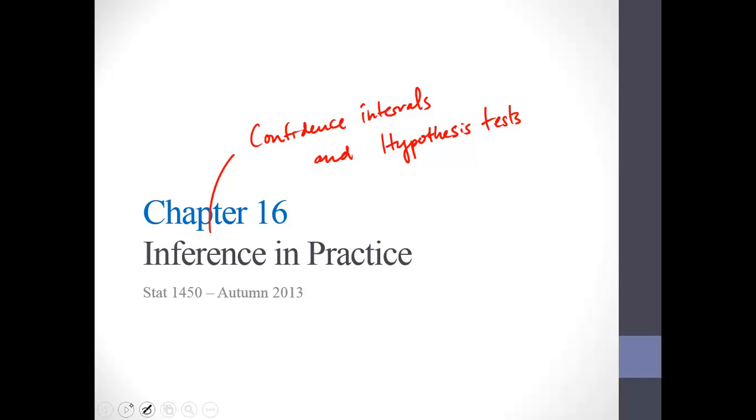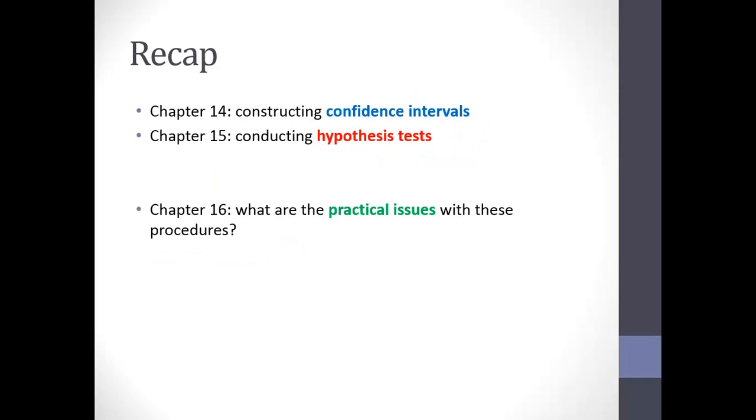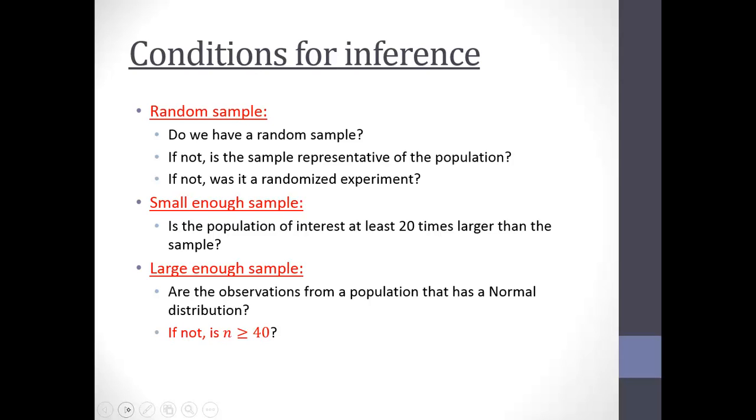So just remember again, in chapter 14 we talked about confidence intervals. In chapter 15 we talked about hypothesis tests. Now we're going to think about what some of the practical issues are in dealing with these procedures. So the usual conditions that we're going to need to check here, first I'll make a comment about these conditions. I'm sorry if I've jumped around on saying what you need to check and what you don't need to check, but here's a good way of seeing what you should always check.